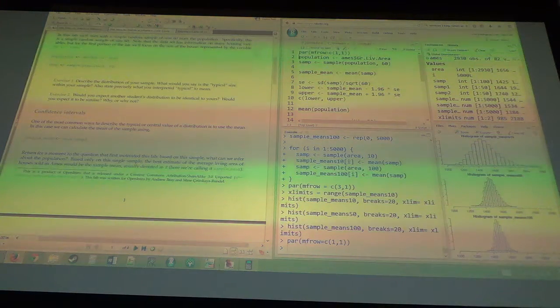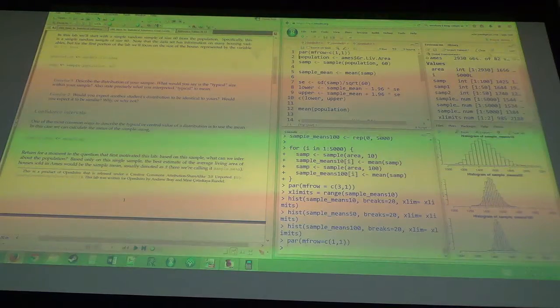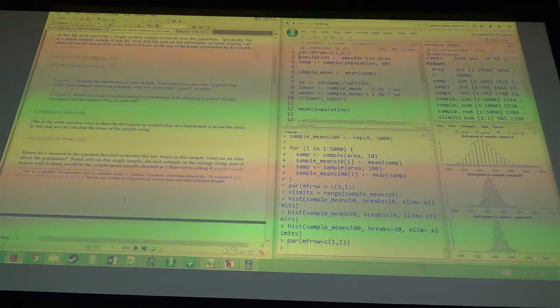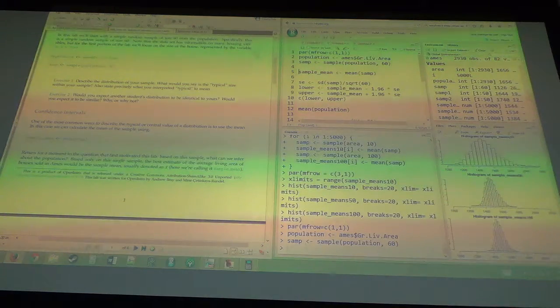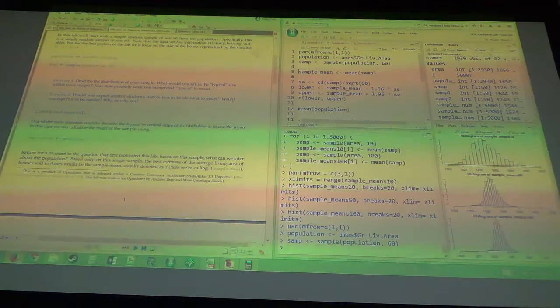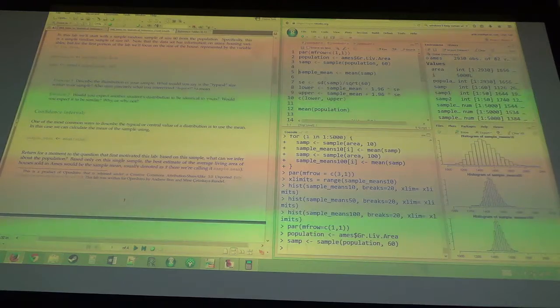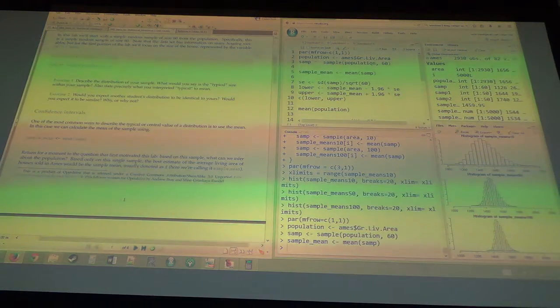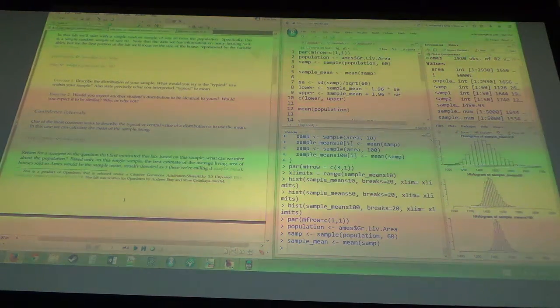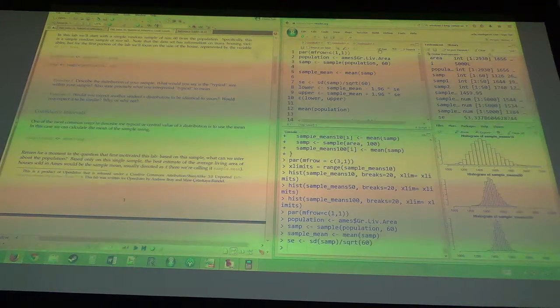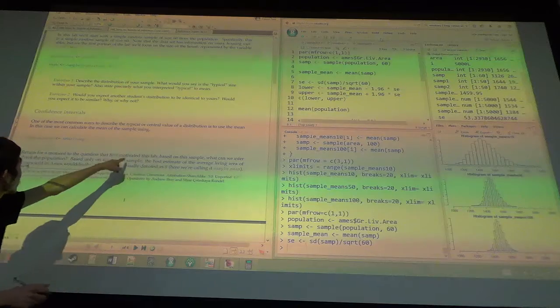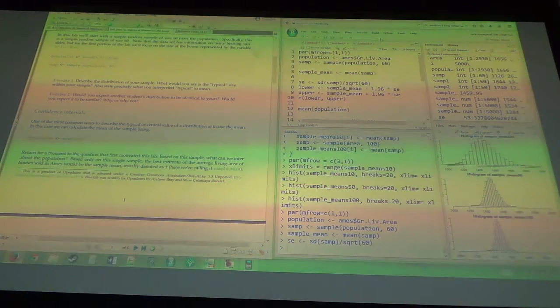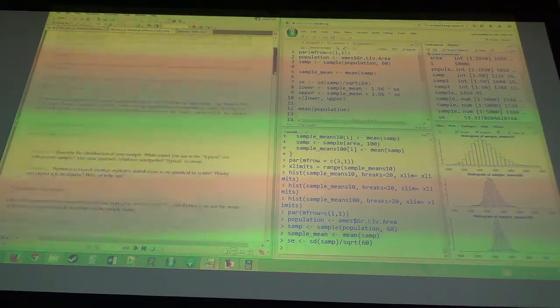And so now I'm going to create a new population, okay? Again, we're still using the area of the houses, and I'm going to take a sample from that, and we can look at the mean of the sample. Okay, so basically, I'm doing something very similar, except in the next part of the code, and I'm going to just skip over stuff going on here.